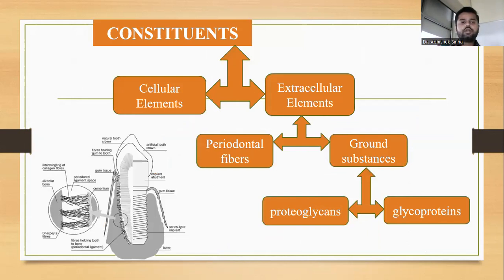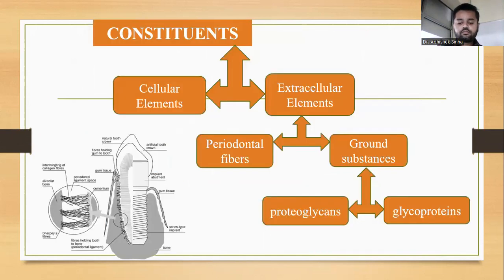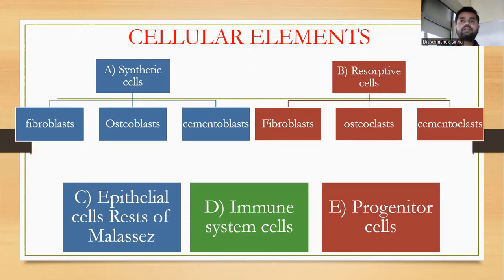Okay, speaking about the constituents of your PDL, we have cellular elements and extracellular elements here. Under extracellular elements, we have periodontal fibers and the ground substance. While in the case of ground substance, we also have proteoglycans and glycoproteins. So under cellular elements, we have 5 types of cells. We have synthetic cells, resorptive cells, epithelial cell rests of Malassez, immune system cells, and progenitor cells, right?